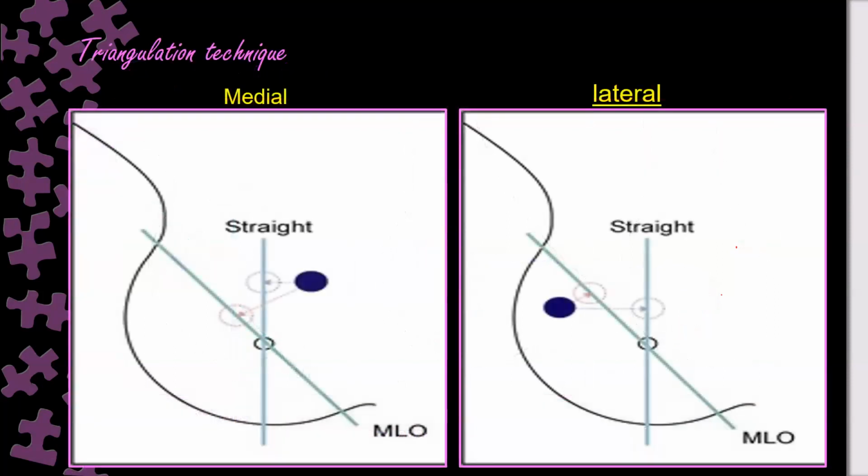Yes. Let us take it together. This is the medial and that is the lateral. This is the same lesion here on the medial aspect, but here on the lateral aspect. The image of this lesion, when it is medial, will be more close to the true lateral. It will be higher on the true lateral MLO.